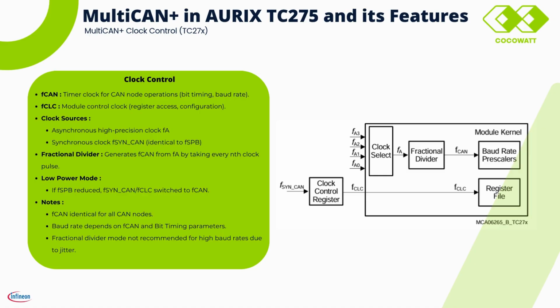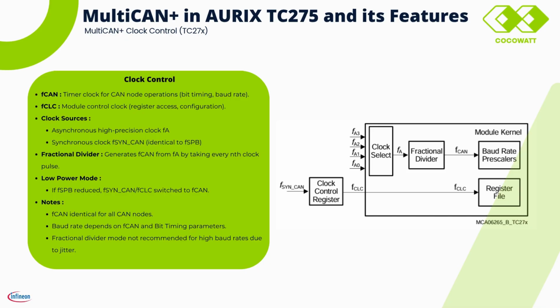In terms of clock sources, we have two primary types: the asynchronous high precision clock FA and the synchronous clock fsync_can, which is identical to FSPB. This offers flexibility depending on the needs of the system. The fractional divider plays a pivotal role here. It generates FCAN from FA by selecting every nth clock pulse. However, be cautious when using it at high baud rates due to potential jitter issues.